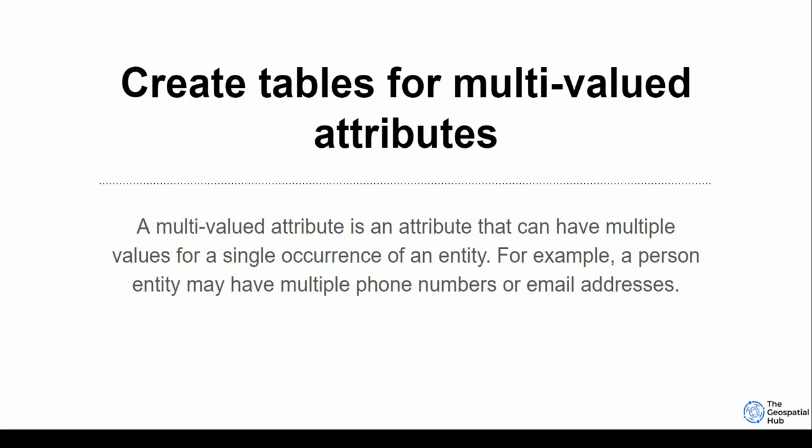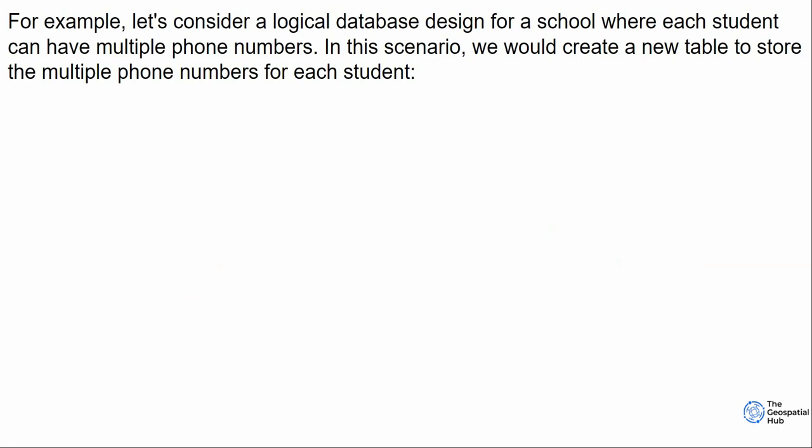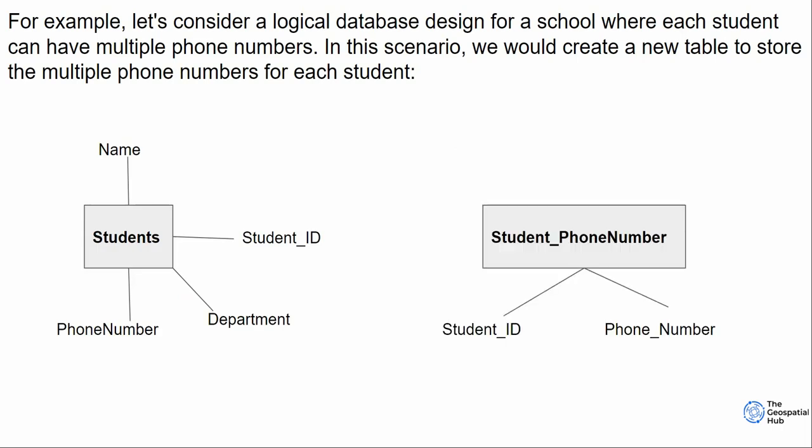A multi-valued attribute is an attribute that can have multiple values for a single occurrence of an entity. For example, let's look at a person's phone number. A person can have different cell phones, and on the same cell phone a person can also have different numbers. So when we have attributes like this, we have to create a new table for them. So considering this example of a logical database design for a school where each student can have multiple phone numbers, in this scenario we'd create another table. We are creating another table completely.